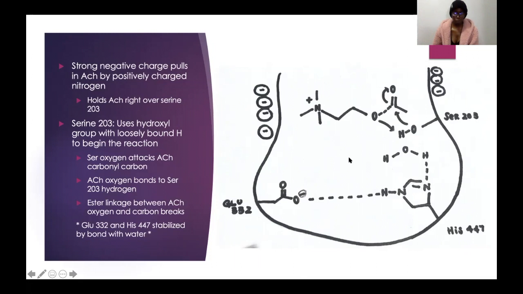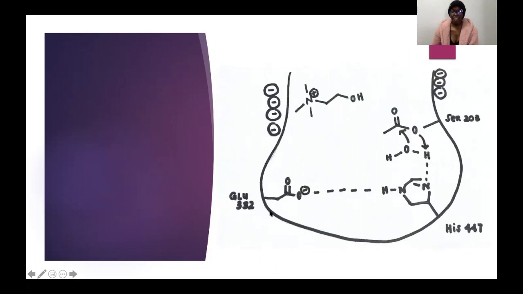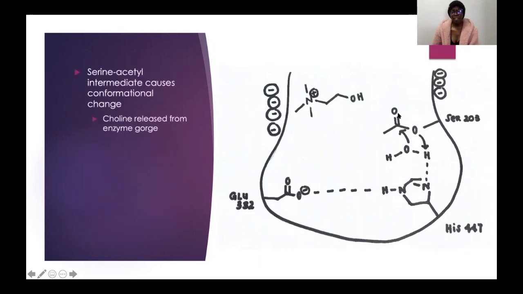However, I just omitted drawing them for the purposes of being able to see this reaction. And what they do is they actually stabilize the histidine and glutamate, so that way they stay stable and the reaction can continue. So when that happens, basically an intermediate is formed, a serine acetyl intermediate.